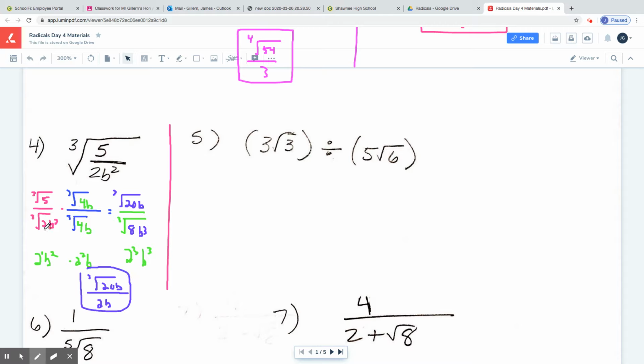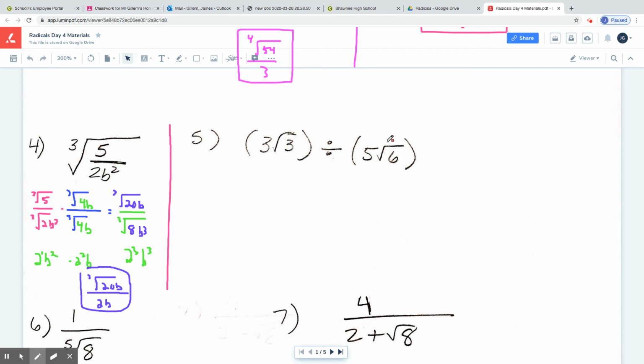We had 2. You need to get a perfect cube, which is 8. So I think it's easier to think of it like you have 2 to the first, you need 2 cubed, so you multiply by 2 squared, which is 4. You have b squared, you need b cubed, so it's b. So that's where we get these numbers from.